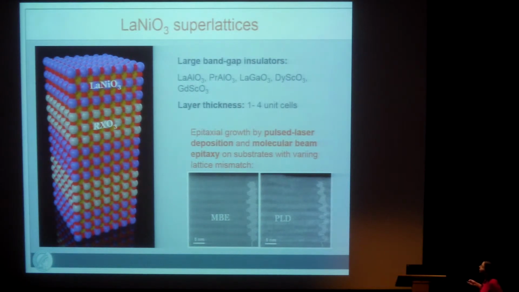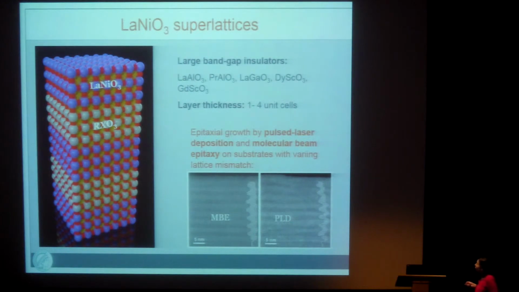As I said, that was our motivation to grow these superlattices, so stacks of lanthanum nickelate and a large bandgap insulator, and we varied the chemical composition of these large bandgap insulators to be lanthanum aluminate, lanthanum gallate, dysprosium scandate, gadolinium scandate. We looked at it as a function of the layer thickness of the lanthanum nickelate and varied it between 1 and 4 perovskite unit cells.